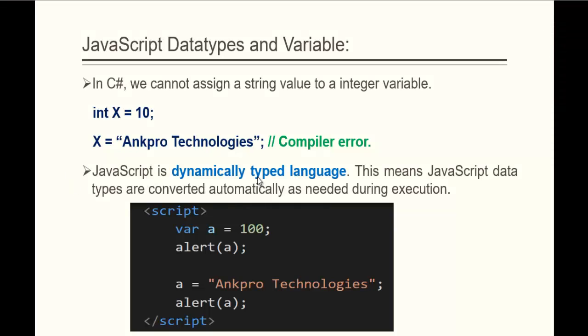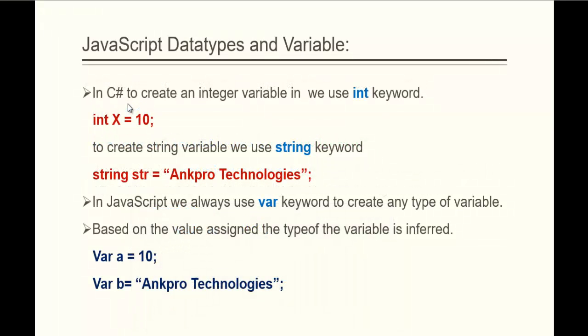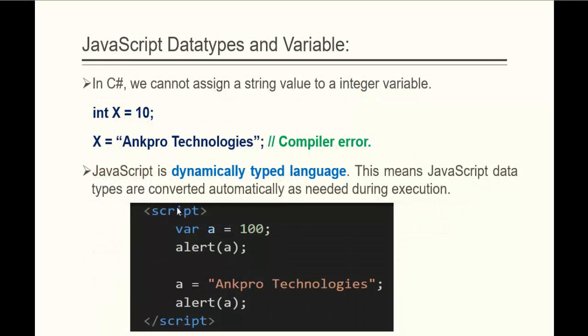What we understood here is that JavaScript is a dynamically typed language. It means JavaScript data types are converted automatically as needed during execution. Here the type is number, and now it has been automatically converted to string. That's the beauty of JavaScript, and this works fine in JavaScript but does not work in other languages. That's what we learned in this session: what a data type is, how to create a variable, and how the JavaScript engine automatically converts the types during execution.